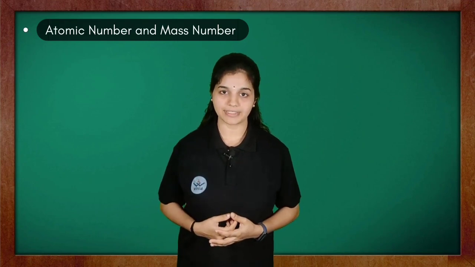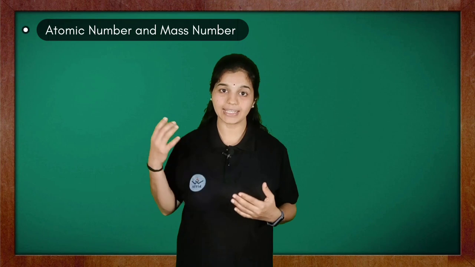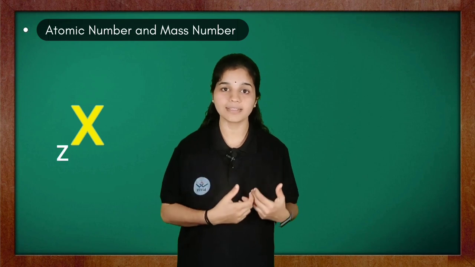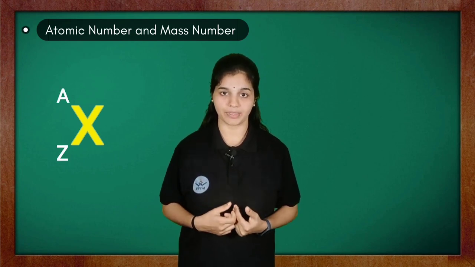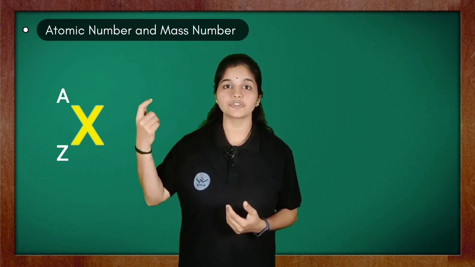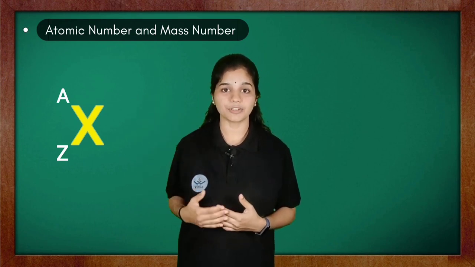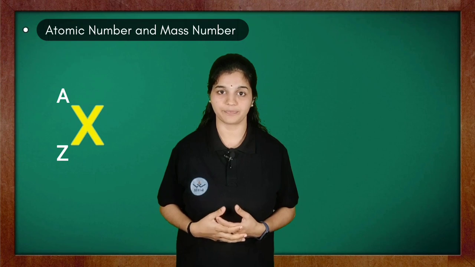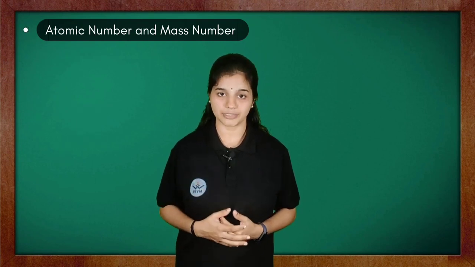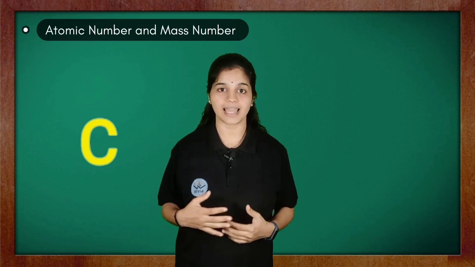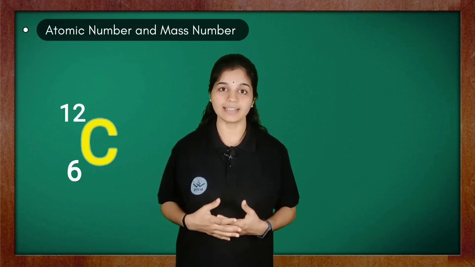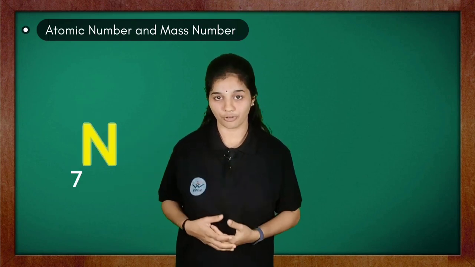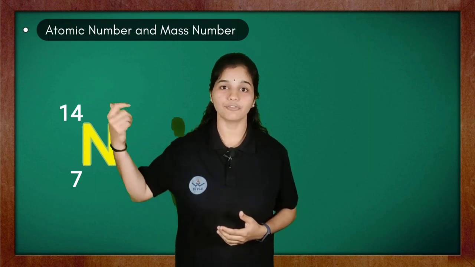An atom can be represented by the normal element symbol. Say, consider it as X, then the atomic number is represented as Z and the mass number is represented as A. So to the symbol X, the atomic number is written as a subscript on the left-hand side and the mass number as a superscript on the left-hand side. For example, a carbon atom with atomic number 6 and mass number 12 can be written as 6C12, and nitrogen with atomic number 7 and mass number 14 can be written as 7N14.